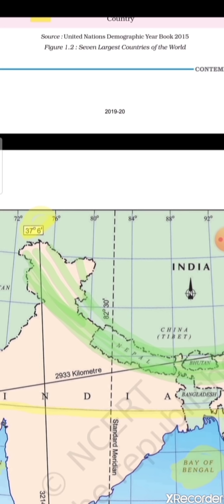time. And because of the uniform time, there is no confusion regarding the timing of the trains, flights, and regarding the timing of the telecast of any of your favorite cricket matches or your serials.